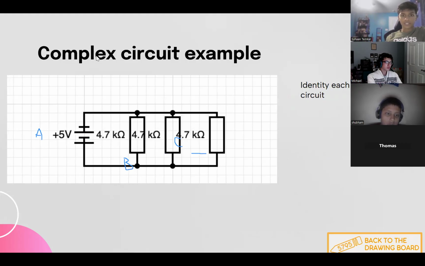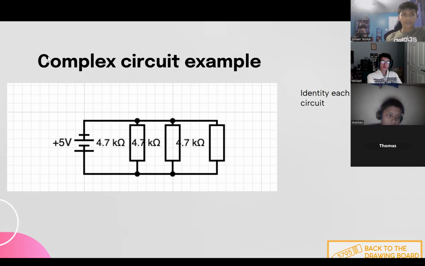So this is another example. Let me take all this off really quickly. Yeah, so this is another example right here. Try and see if you can label what each of those are. We'll give you a few seconds for that. If you want to put it into chat or unmute and tell us.